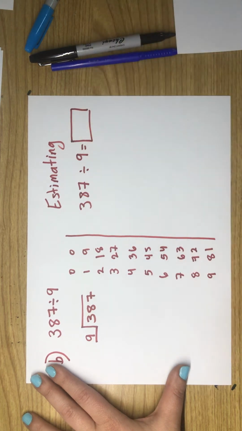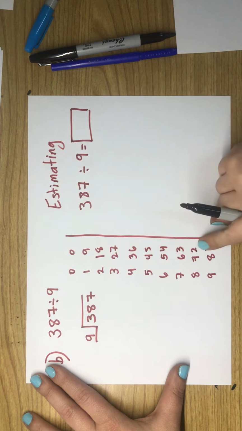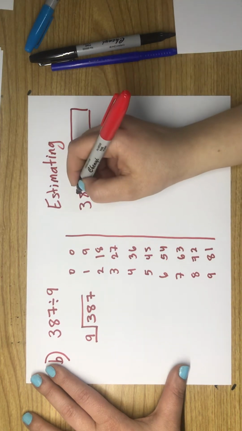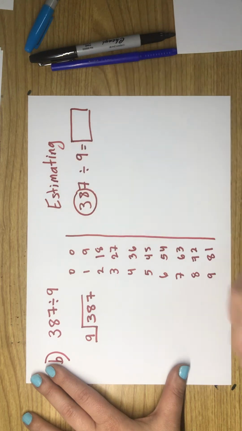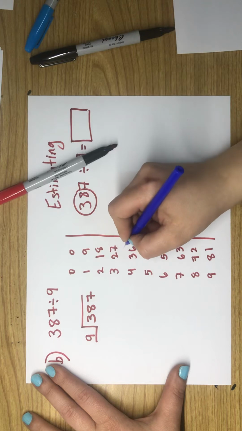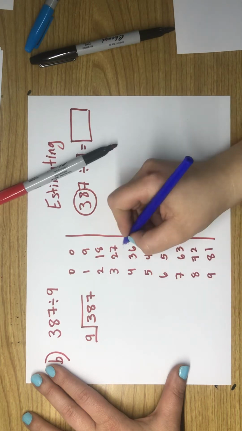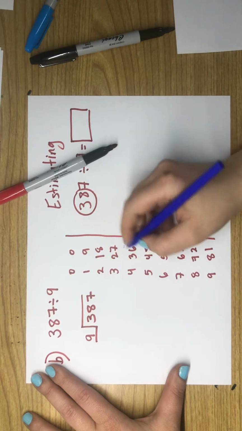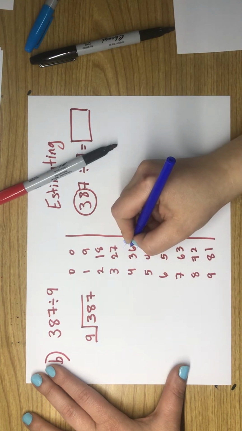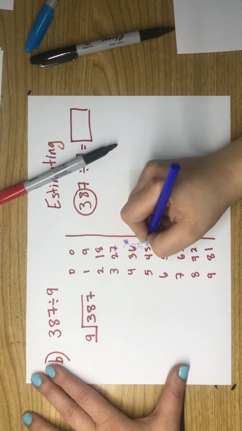Estimating, guys. Most of the multiples of 9 have 2 digits, so you have to circle the first 2 digits. 38. Where's 38? Smaller handwriting. This is 38. Oh, sorry, 38 is here. Is it closer to 36 or closer to 45?